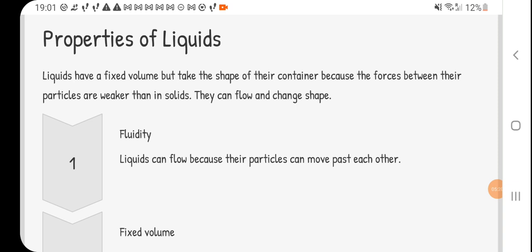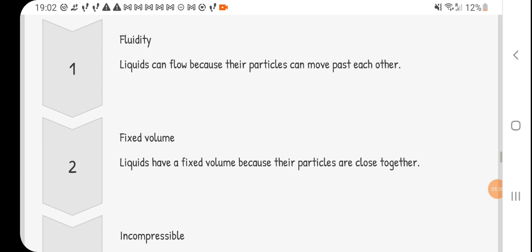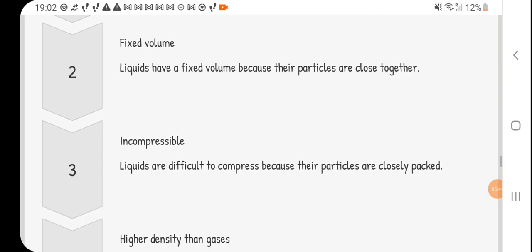Properties of liquids. Liquids have a fixed volume but take the shape of their container because the forces between their particles are weaker than in solids. They can flow and change shape. Fluidity. Liquids can flow because their particles can move past each other. Fixed volume. Liquids have a fixed volume because their particles are close together.